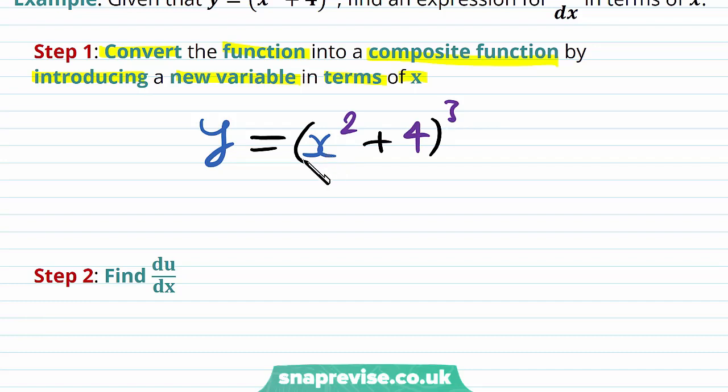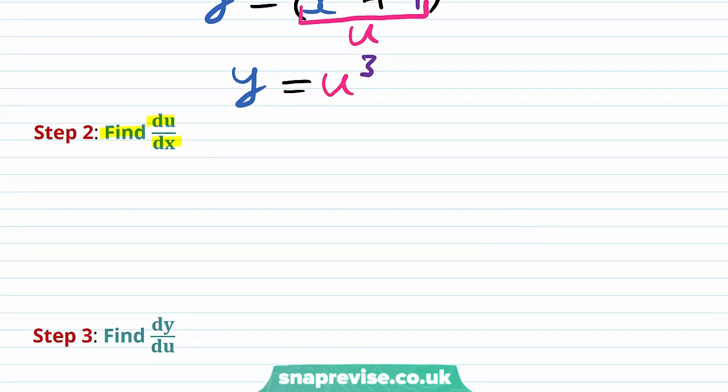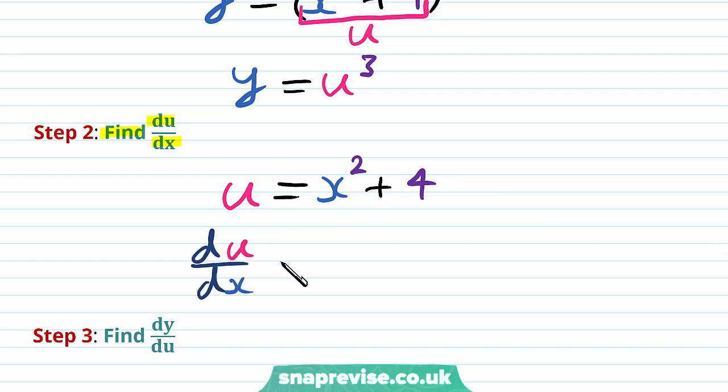If we take our x squared plus 4 to be the new variable u, then we can write y as equal to simply u cubed. Our second step is to find du by dx. This is because we're going to aim to use the chain rule. So again, in particular, we have defined u to be x squared plus 4. And so when we differentiate and get du by dx, this is going to be 2x.